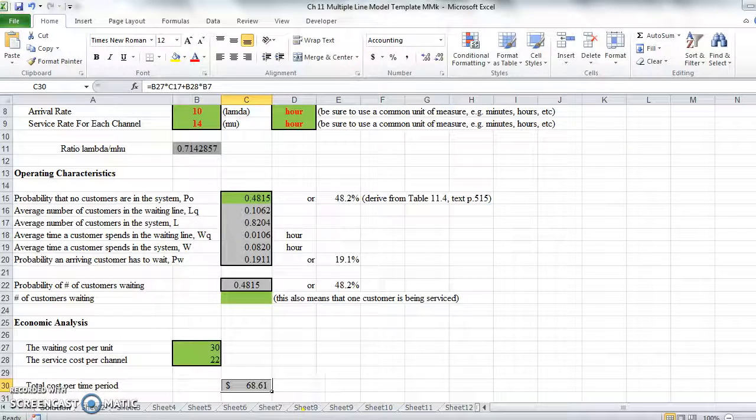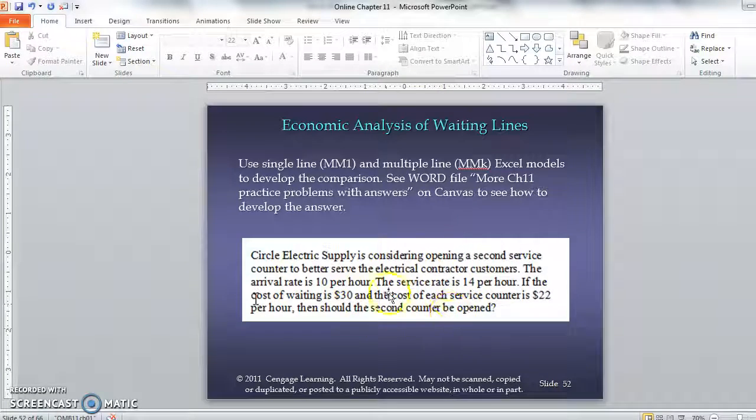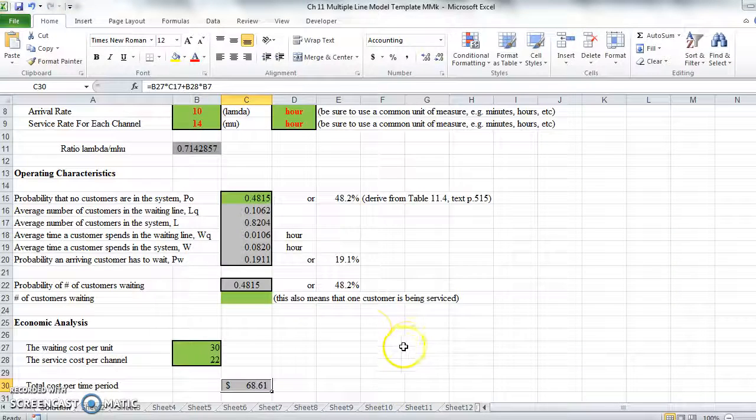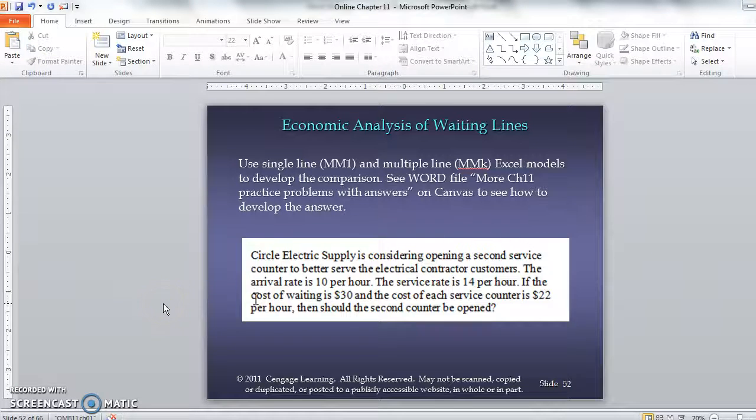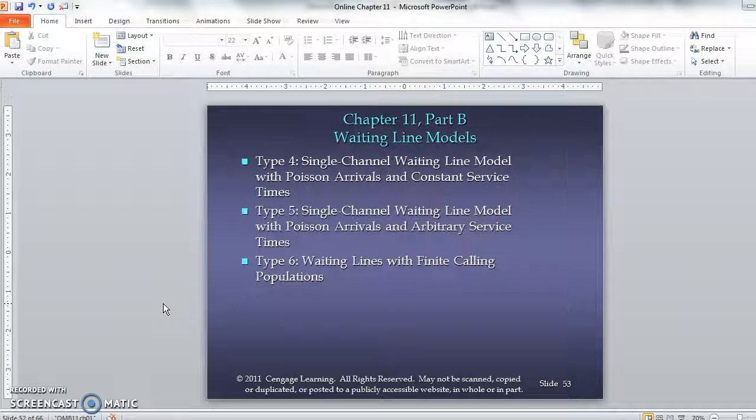So answering this question, should they open the second counter? Well, the answer is yes, because when K is 1, it's a $97 an hour cost. When K is 2, it's $68.61 per hour. So it's actually less expensive and more attractive to have a second line so their customers do not have to wait. All right, there will be a test question very similar to that.